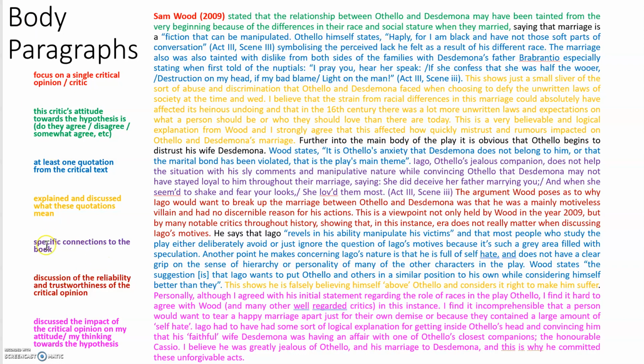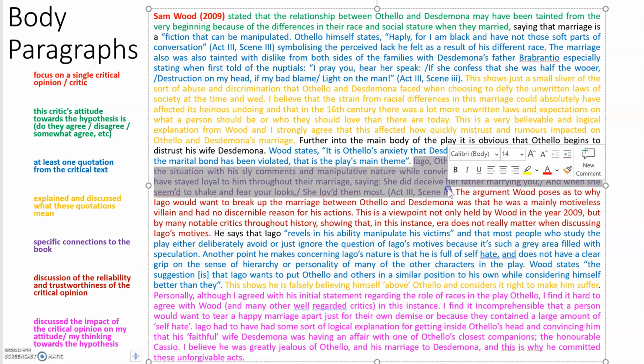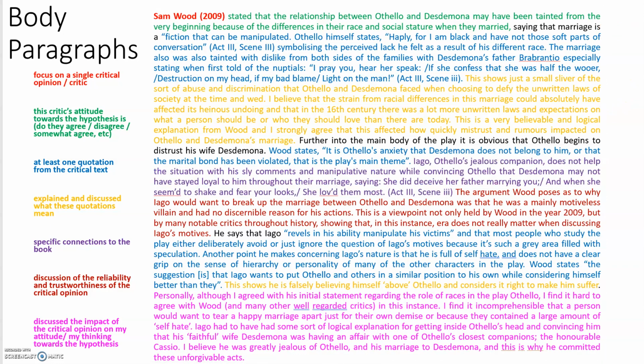In purple, we've got some specific connections to the book. Here, the student has given some specific examples that relate to the book, and they've also placed them. They've said in which act and scene they can be found. And then they've added some discussion of the reliability and the trustworthiness of this critical opinion.